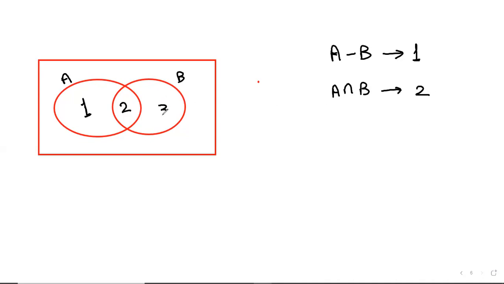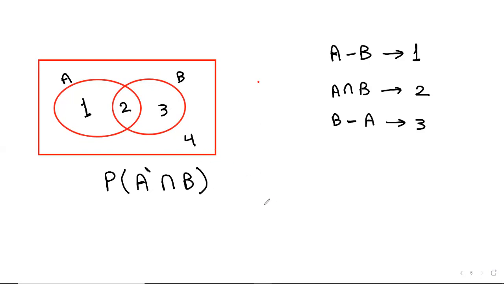And let's write here 3. What is 3? It's B difference A. So B difference A is represented by 3. And this 4, you know what is 4? 4 is (A union B) dash, the complement of A union B. Now, if I ask you about P(A dash intersection B), how can you find it? So first of all, what is A dash?